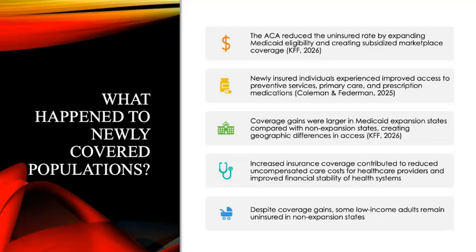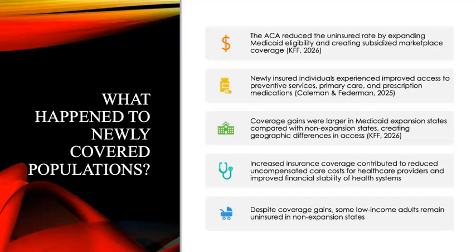What happened to newly covered populations? One of the most important outcomes of the Affordable Care Act was a reduction in the uninsured rate through Medicaid expansion and subsidized marketplace coverage. Newly insured individuals experience improved access to preventative services, primary care, and prescription medication, leading to better health outcomes.